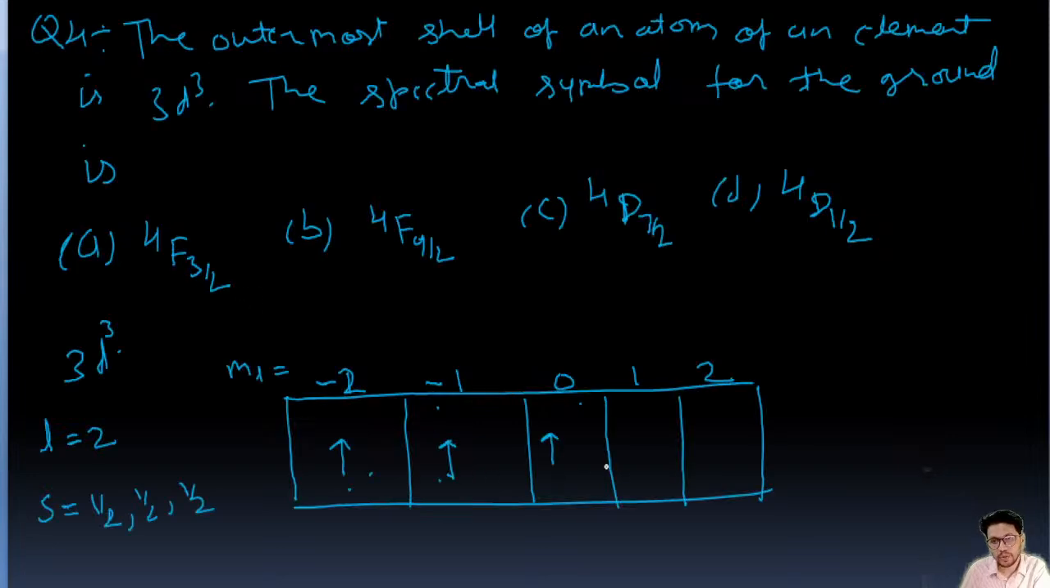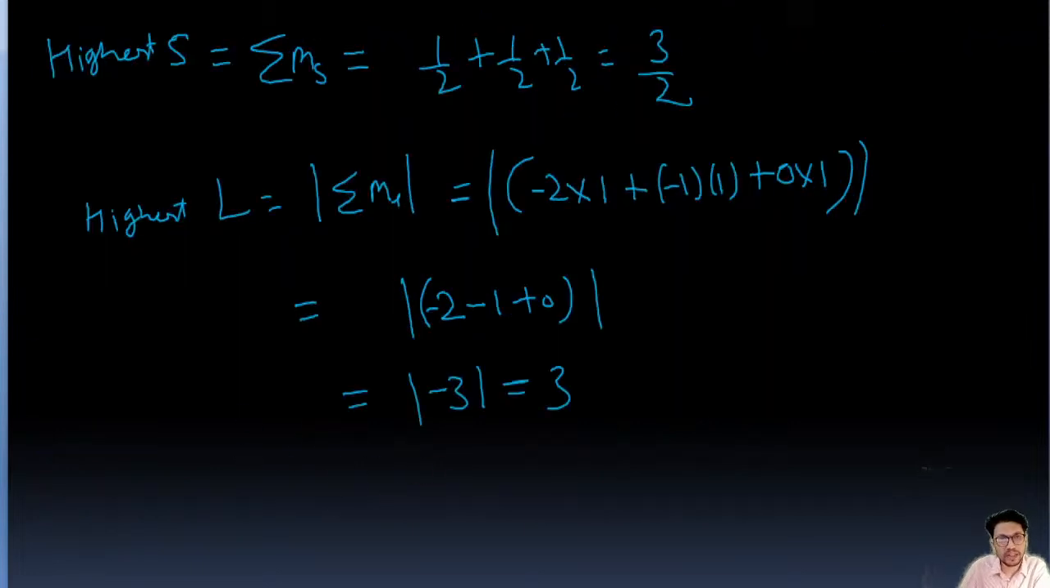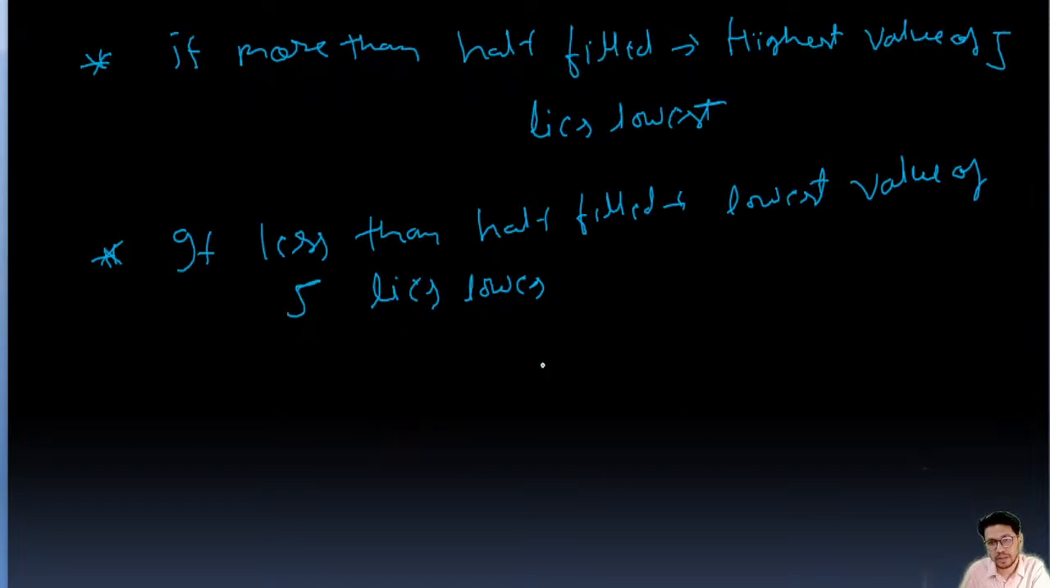More than half filled means suppose there is one electron, there is also one electron, there is also one electron, right? Means these are more than half filled. Less than half filled means if there are electrons which are not even half filled. So this is the less than half filled case. So here we'll find the lowest J, because the lowest J value lies lowest.